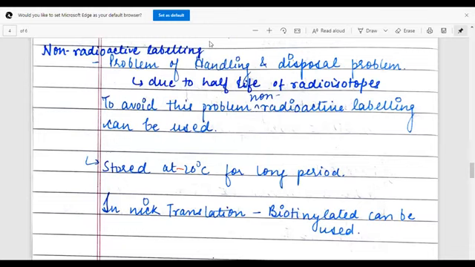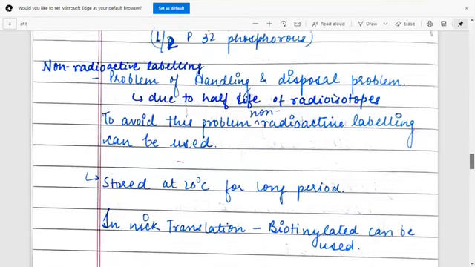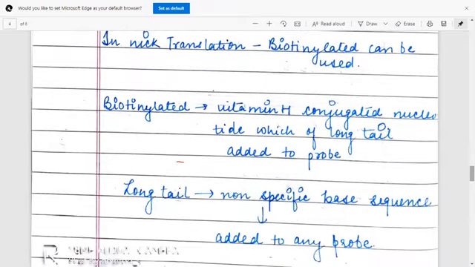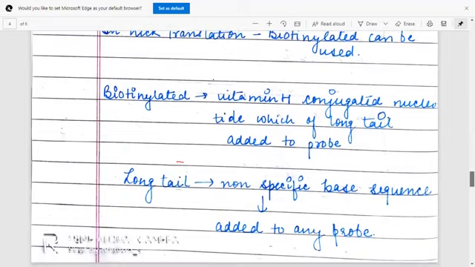So in nick translation, we can also use biotinylated, the non-radioactive labeling. So what is biotinylated? Here, biotinylated means vitamin H conjugated nucleotides of long tail added to the probe. So long tail non-specific base sequences are added to any probe.